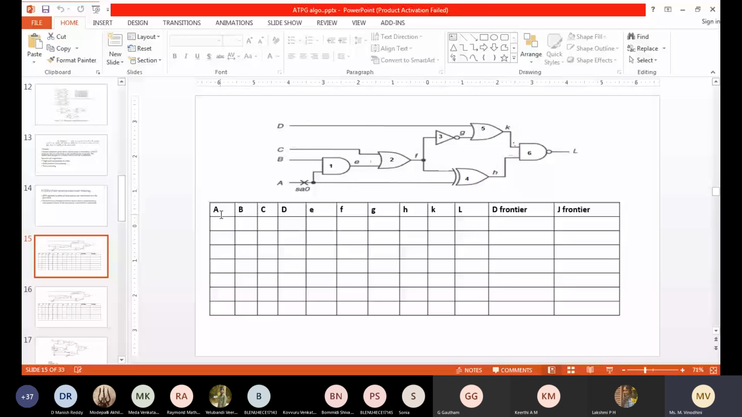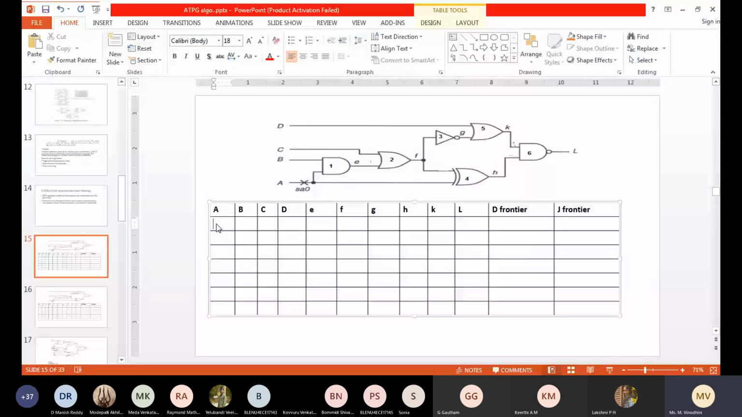Next, activation is done. Now I am trying to propagate it. From A, I need to take it to E. So in the next row, D, I need to take it to E because this is an AND gate. So definitely I will get D only. To propagate the fault from A to E, what should be the B value? 1, ma'am. 1.